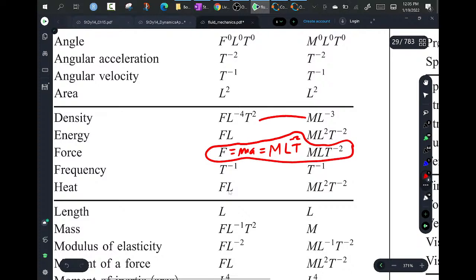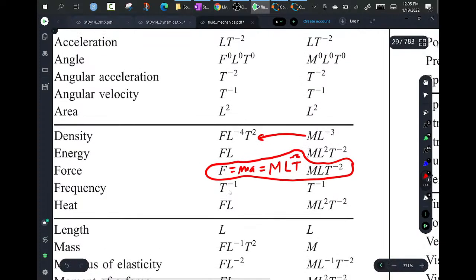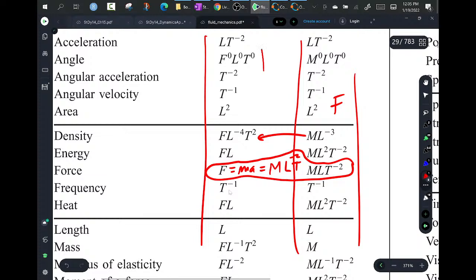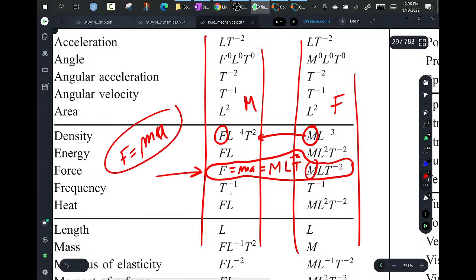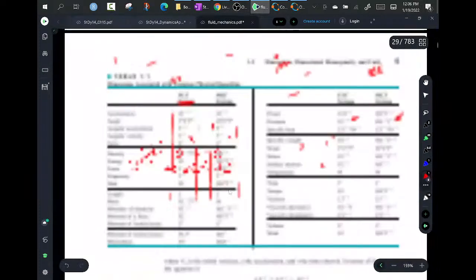If you want to transfer here, what you'll notice is this column is devoid of F's, and this column is devoid of mass. So if you need to get rid of a mass and get a force in there, you have to do it through this equation. F is equal to ma, the basis of modern engineering and physics. So just realize that.